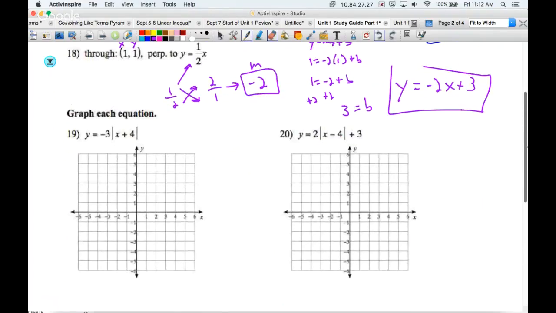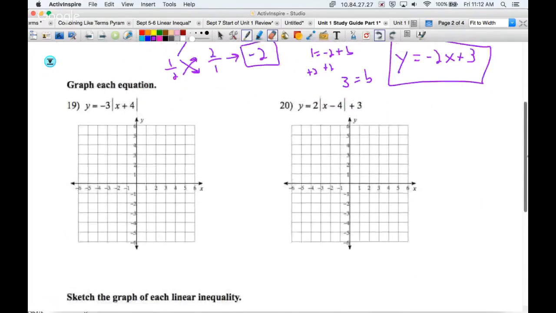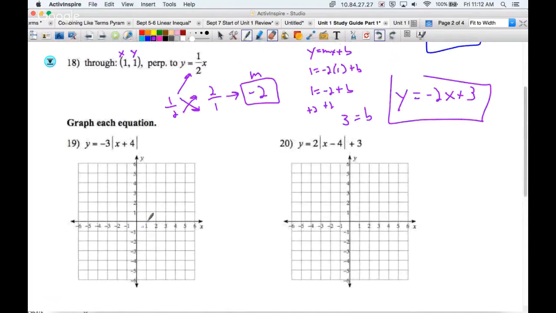All right, graph each equation. We're going to do this using transformations. Our parent function is a v-shaped graph centered at 0, 0, because this is an absolute value equation. I need to flip it upside down, stretch it by 3, and move it 4 to the left. First thing we do is reposition our vertex. The vertex was at 0, 0. Now it's moved 4 to the left.